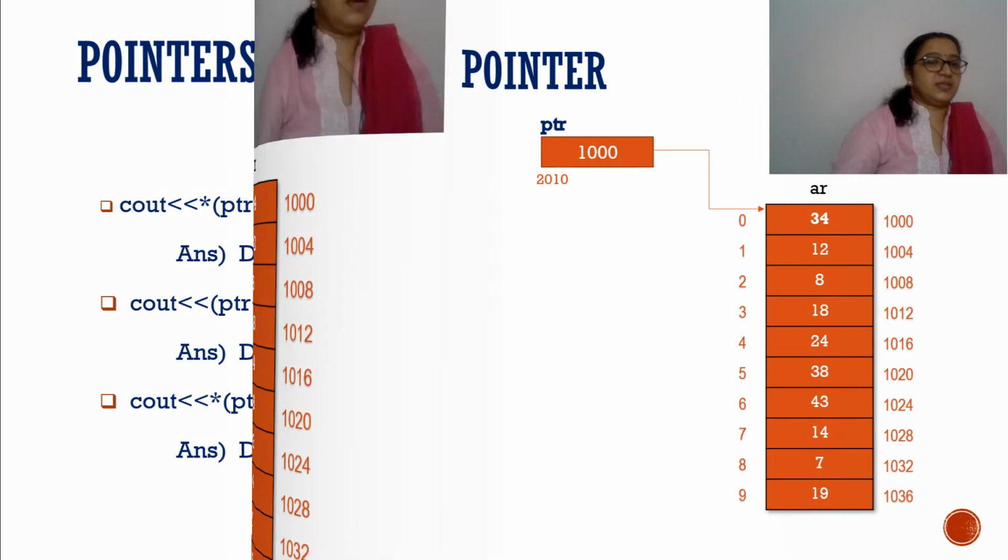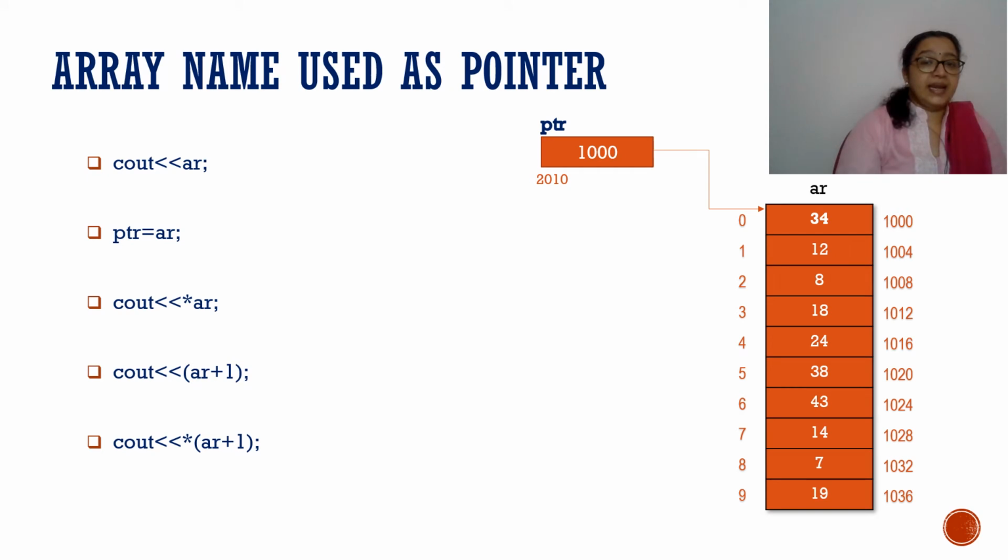Now, say this array name used as a pointer. Is it possible that an array can act like a pointer? Just see, cout AR, there is no subscript, so how will it display? See the second point here, PTR is equal to AR. This we learned, is it? If we are using PTR is equal to AR, it means PTR is pointing to AR now.